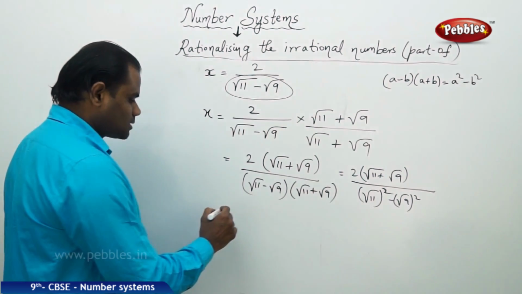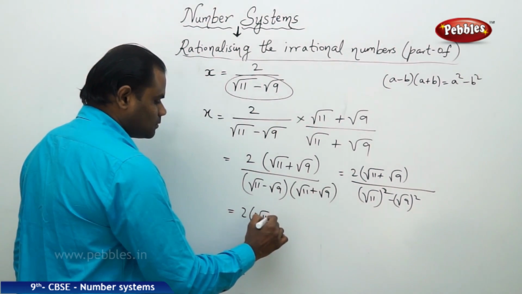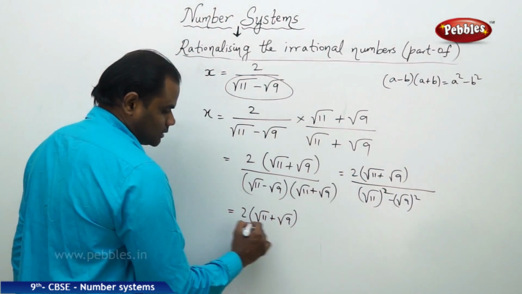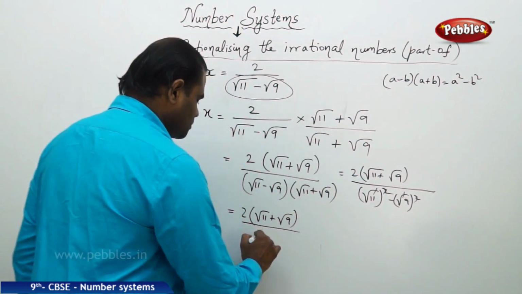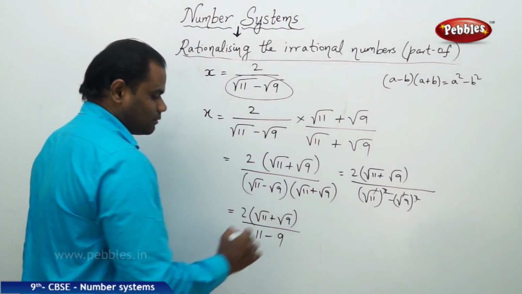And finally, this comes out to be 2 times root 11 plus root 9 by, the square and root both get cancelled, and I get 11 minus 9.